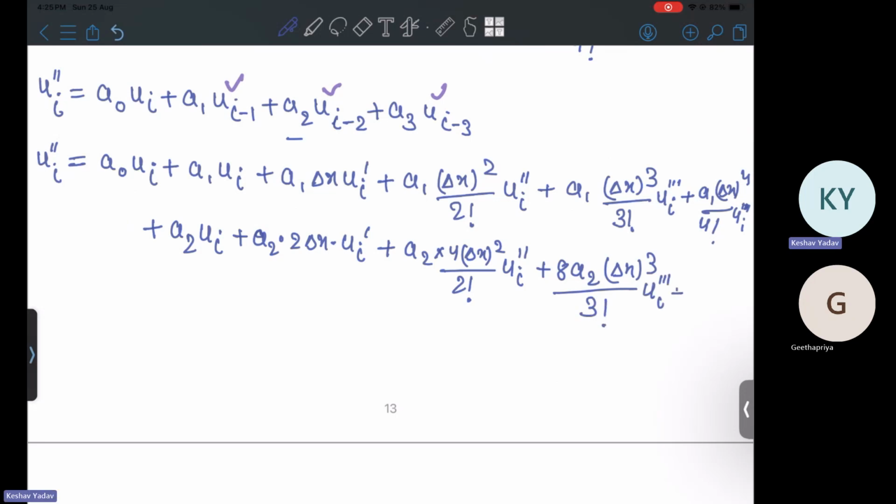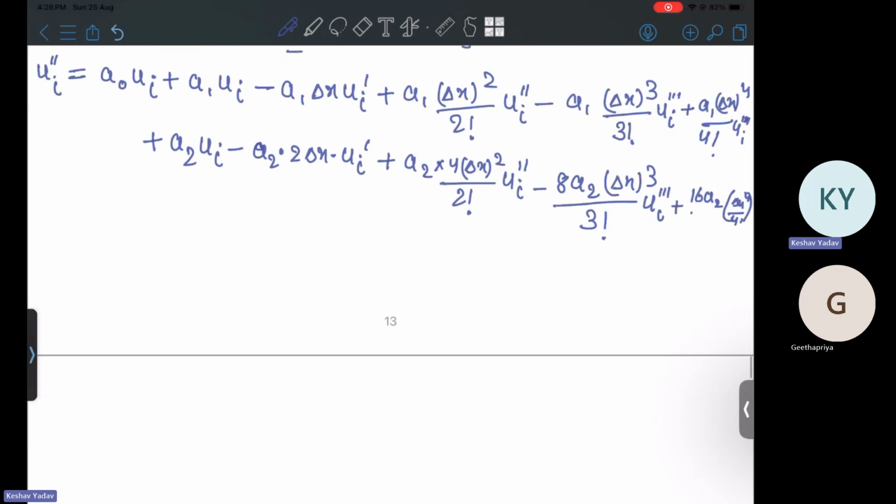ui 3 times prime. Oh, sorry, here minus and plus, odd will be minus, no? I haven't written odd as a minus. So here odd will be minus. Similarly, here odd will be what? Odd will be minus. Similarly, here odd term will be negative, no? Odd term will be negative. Okay. Plus this will be what? 16 a2 multiplied by the term. The term will be what? Delta x to the power 4 upon 4 factorial multiplied by u 4 times prime.